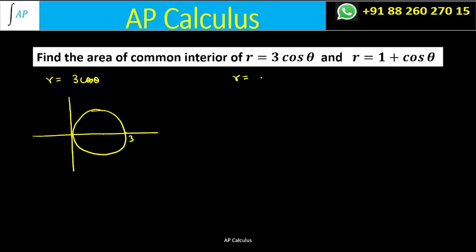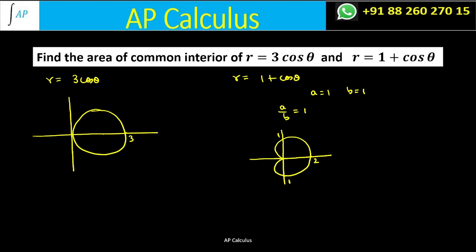Similarly, for r equals 1 plus cosine theta, that is a limacon. Here a is equal to 1 and b is equal to 1, so a upon b is equal to 1. Since it is 1, it will be a limacon with a dimple shape. And since there is a plus, it means it will open along the positive x-axis. The major part will be along the positive x-axis, and the graph will be like this. And 1 plus 1 is going to be 2 over here. So this is 1 and this is 1.